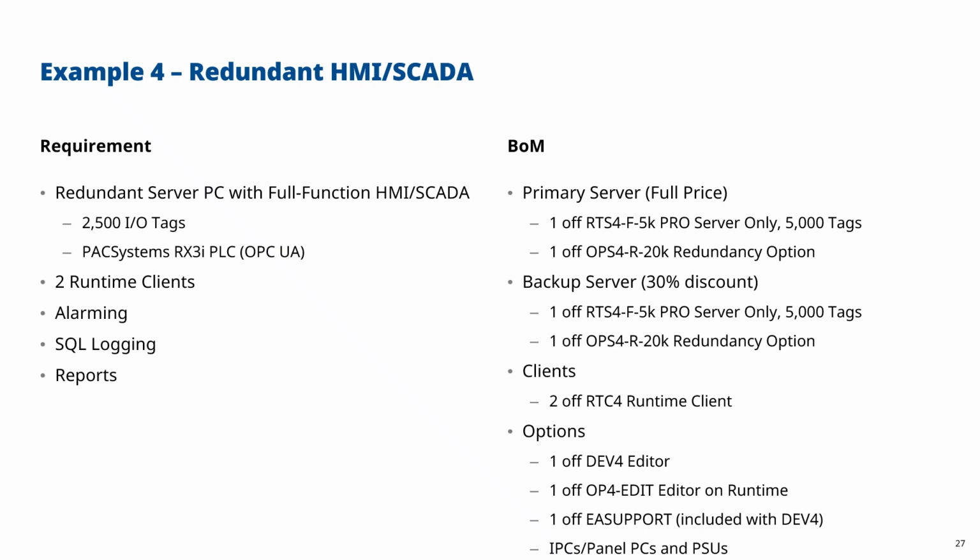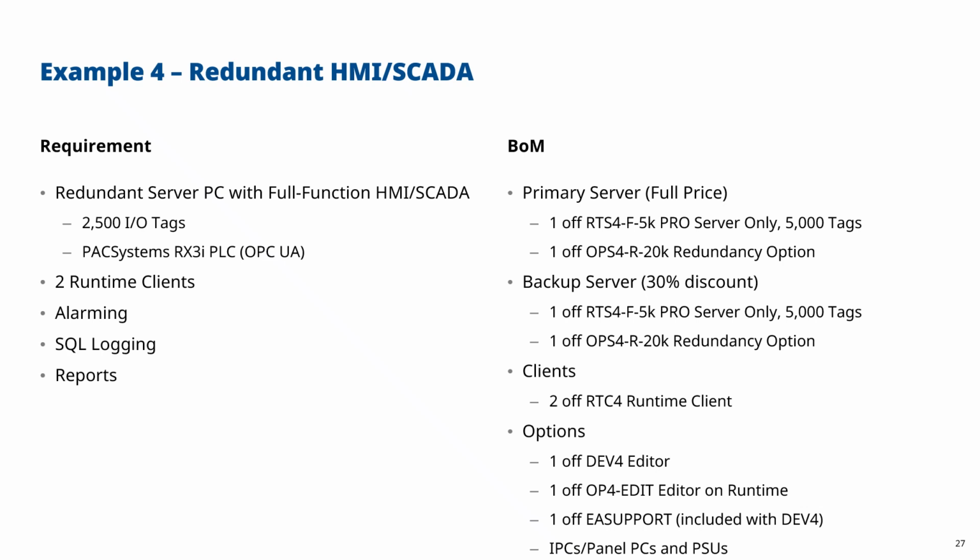So there's the key for the primary server, and that includes RTS4, which is your server, and then it's -F-5K, that's your server only with 5,000 tags. And we have to add the redundancy option, which is OPS4-R, and we use 20K because that's the next breakpoint up from 5K. We then have a corresponding backup server, which is identical in parts to the primary server, but it's a separate key and it's priced at a 30% discount off of the primary server price.